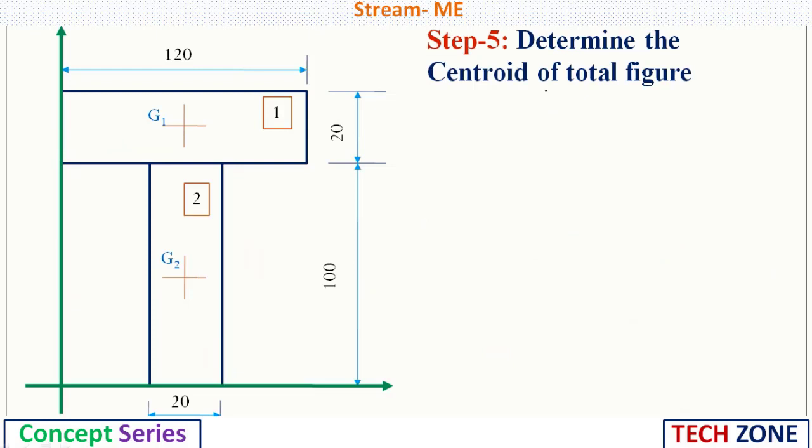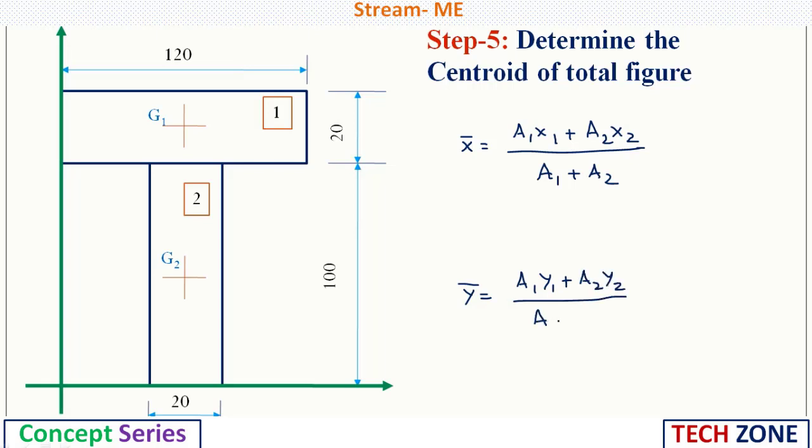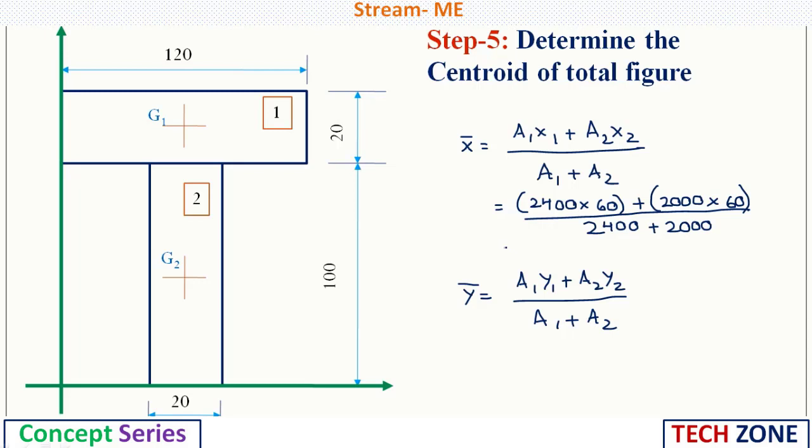Now we need to determine the centroid of this total figure. To determine the centroid of the total figure, we need to use the formulas x bar is equal to A1 x1 plus A2 x2 by A1 plus A2, and y bar is A1 y1 plus A2 y2 by A1 plus A2. So here area of the first section we have got 2400 multiplied by x1 is 60 plus A2 value is 2000 multiplied by 60 divided by 2400 plus 2000. So here we are going to get the value as 60 mm. So x bar is 60 mm.